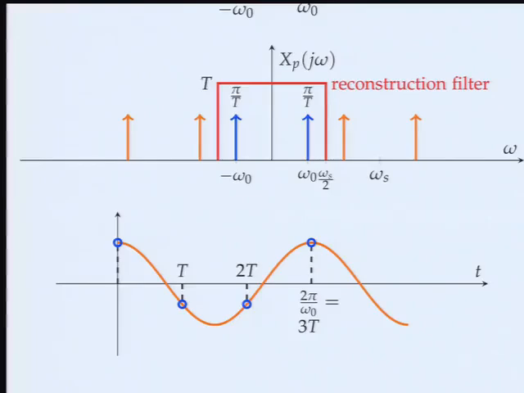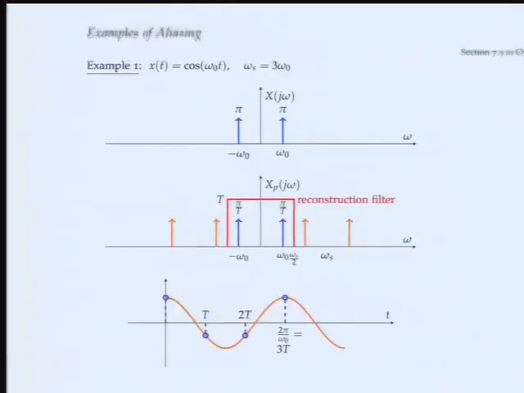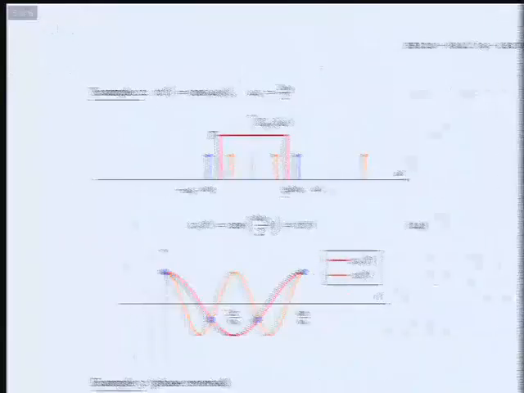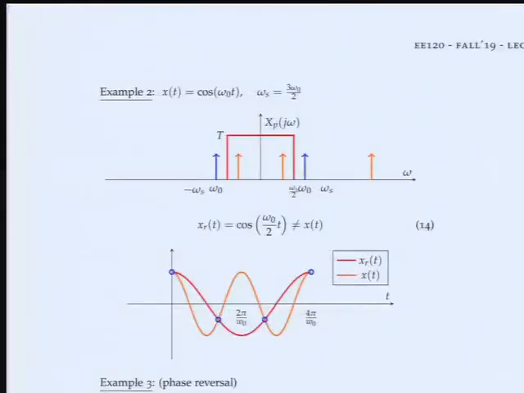In fact, I will recover the original cosine. Okay, so that's the good example. The other example is when we are not sampling fast enough. So this time we have the same signal, but we choose to sample at only 1.5 times omega 0, which is not more than 2 times omega 0, right? So that means the theorem will not work, and we'll have to deal with aliasing.